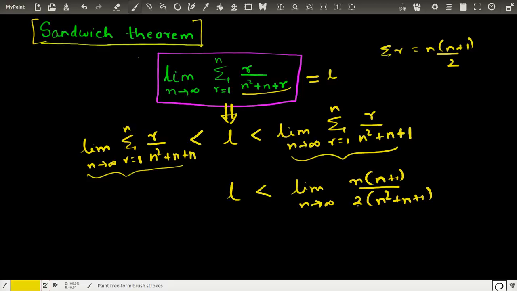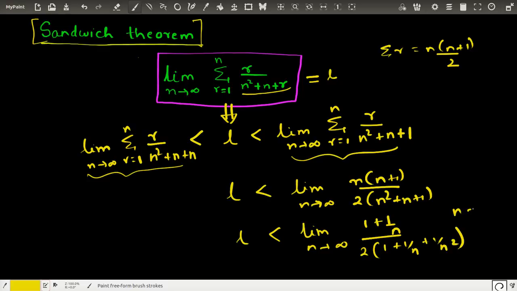Now if I take n square common from here, then this limit would be less than what? The limit as n tends towards infinity, if I take n square outside and cancel it from both the terms, is 1 plus 1 by n upon 2 times 1 plus 1 by n plus 1 by n square. Which means if n is tending towards infinity, these terms go to 0, which means the limit is 1 by 2 on the upper side.